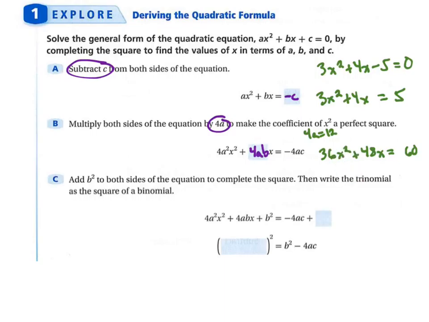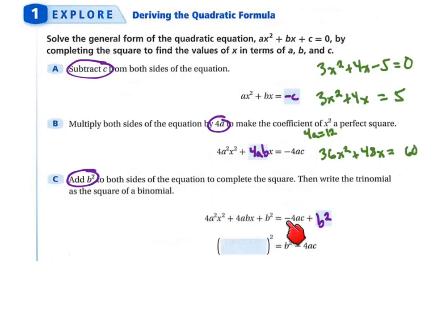Okay? I'm going to add b squared to both sides of the equation to complete the square. Why b squared instead of half of b squared? Because we have a coefficient in front of x squared. Okay, so right now we're just, trust me. We're going to multiply it by b squared. Or sorry, we're going to add b squared to both sides. So 4a squared x squared plus 4abx plus b squared equals negative 4ac plus b squared.